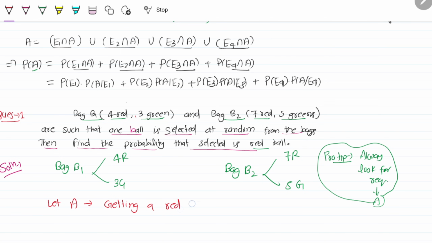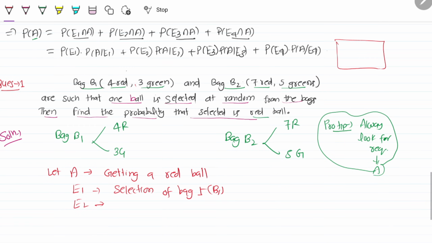Okay, but in the total probability, first you have a sample space. That sample space has some partitions, E1, E2, like that. So what should be E1, what should be E2? Now you think, you have only two bags. It means your partition is E1, E2 only, where E1 means selection of bag 1, that is the B1 bag, and E2 means selection of bag 2, that is the B2 bag. Okay, and it is very obvious.